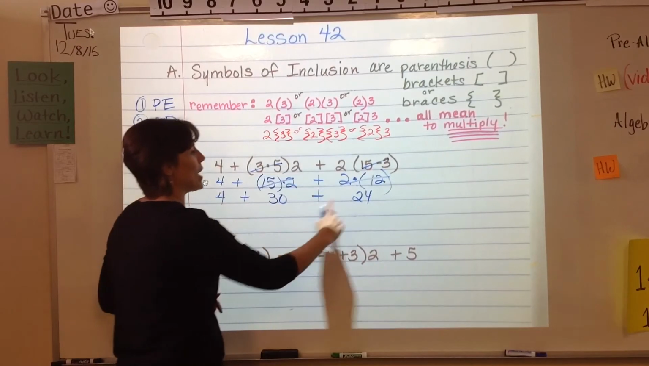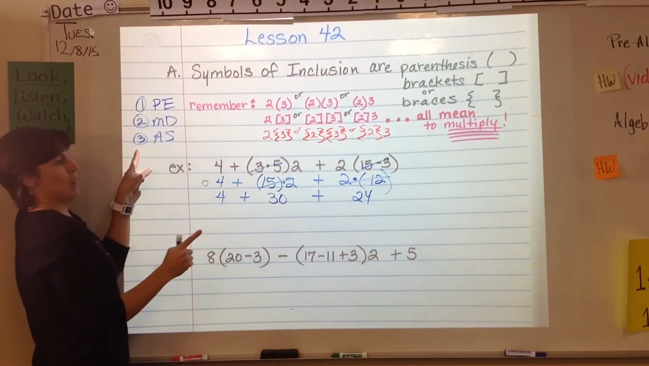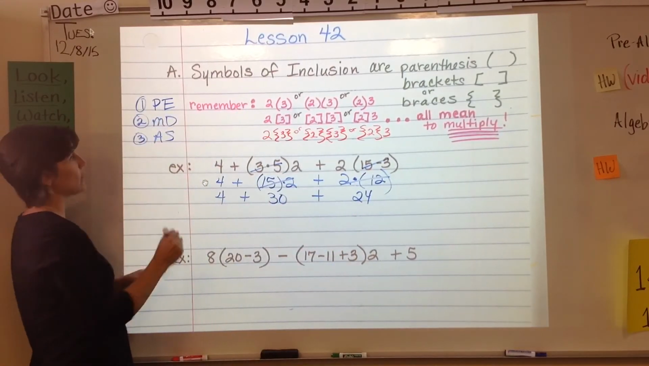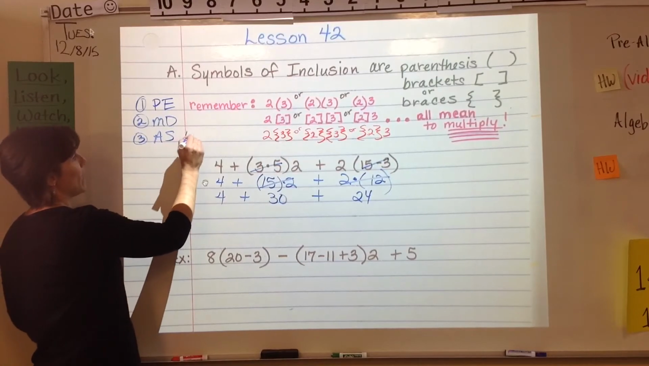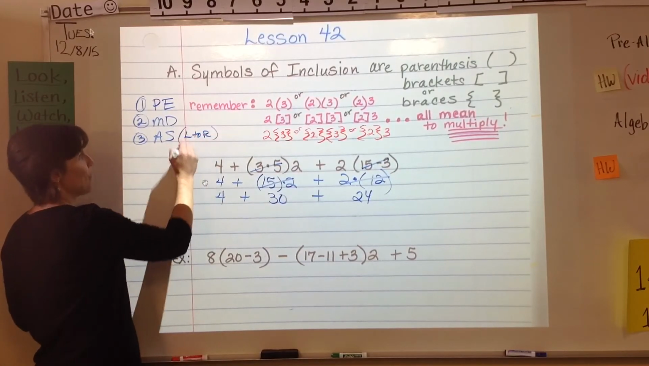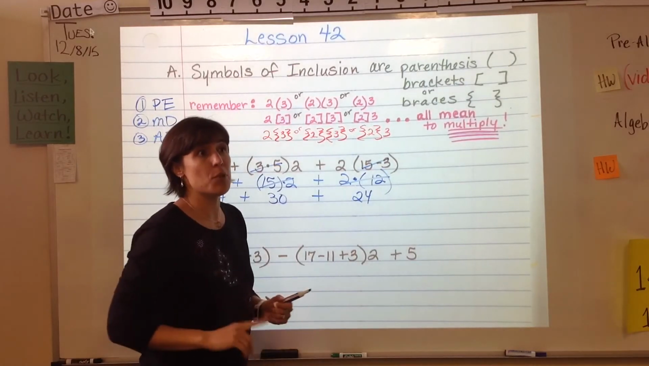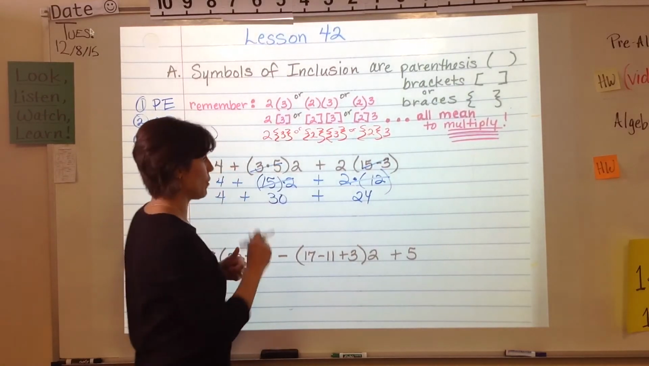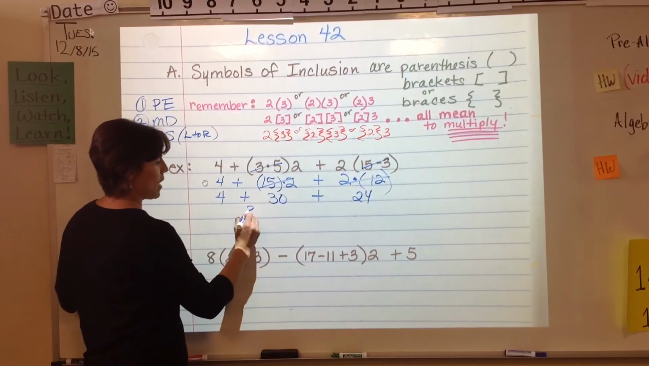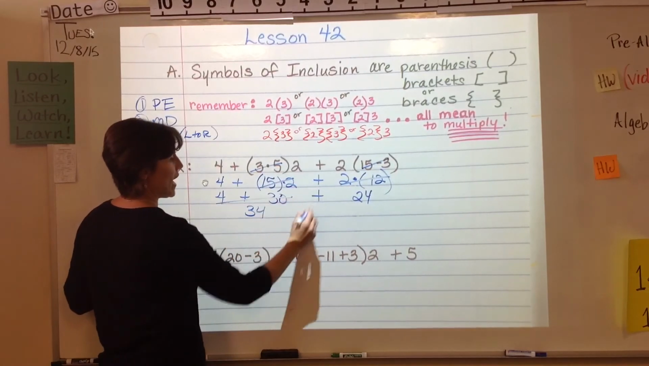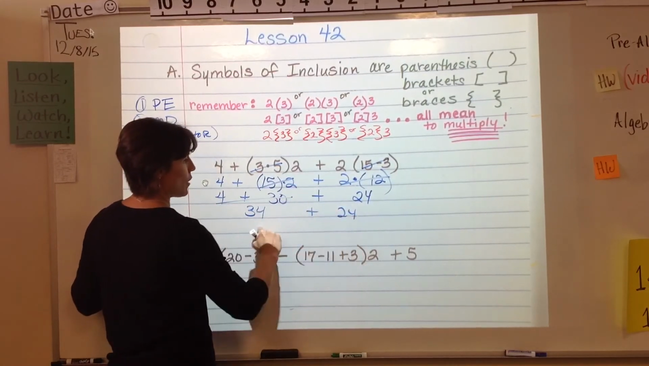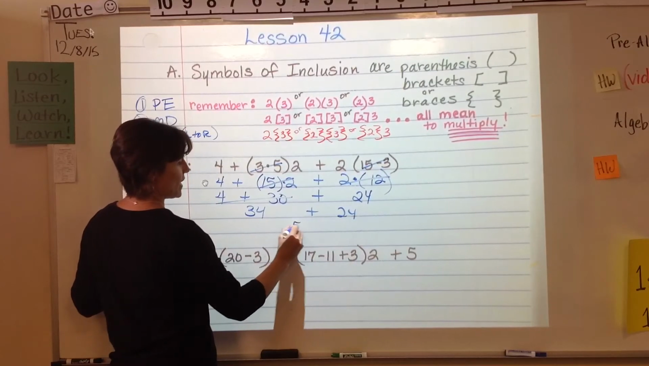4 plus 30 plus 24. Third step, all your adds and subtracts must be done in order from left to right. If you don't perform them in order left to right, that subtraction symbol is going to bite you in the rear. Here we go. 4 plus 30, 34. Get rid of it. And then finally add your plus 24. 34 plus 24 is 58.